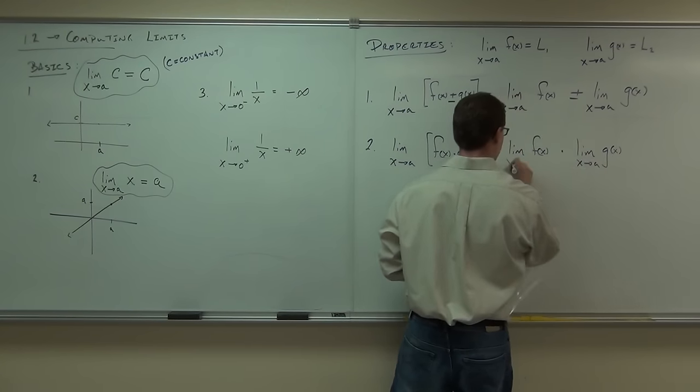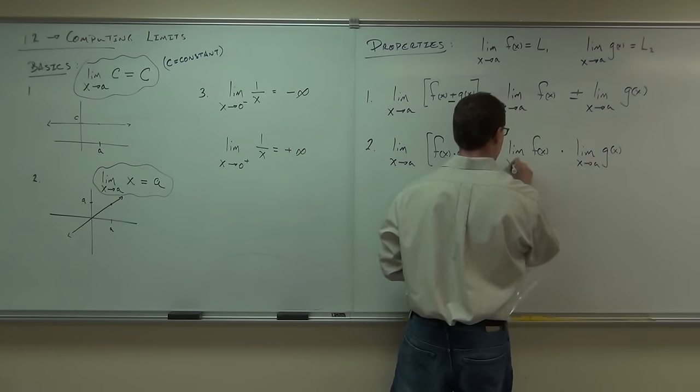Basically, with our properties, it says you can split up limits by addition. You can split up limits by subtraction. You can split up limits by multiplication. You can also do it with division as long as the limit of the denominator is not zero. You can also, this is the coolest one, I think, anytime you have a function taken to a power inside of a limit, you can take the limit of the function and then take the power afterwards.